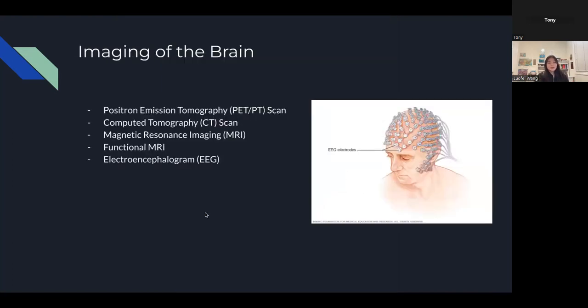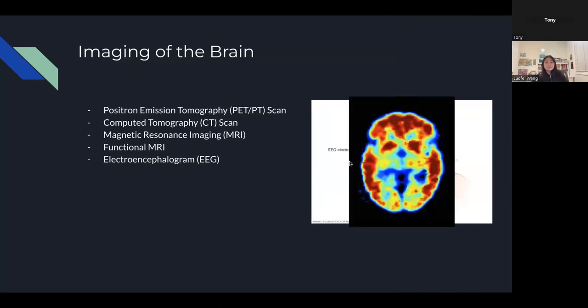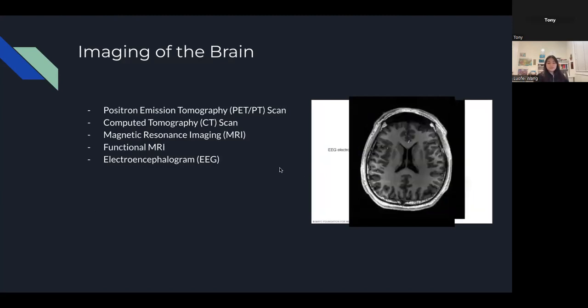Okay. And the brain can be scanned in many ways. The first scan that I've shown here is the electroencephalogram, the EEG, which detects brain waves and brain activity. This is positron emission tomography, the PET scan. That's when a person takes in radioactive glucose, and the glucose will circulate in the brain and show where the brain is most active.